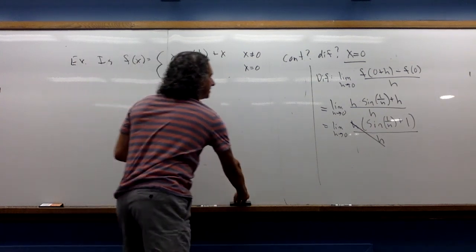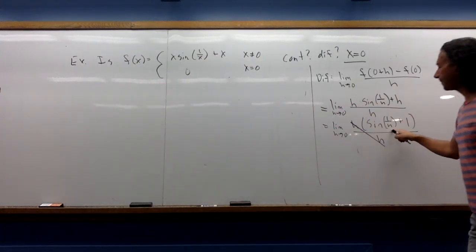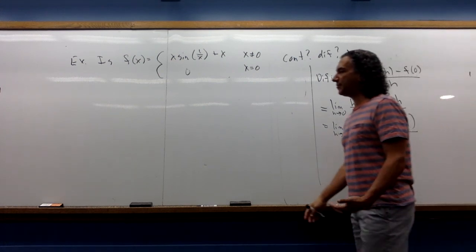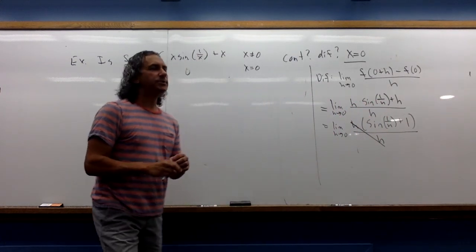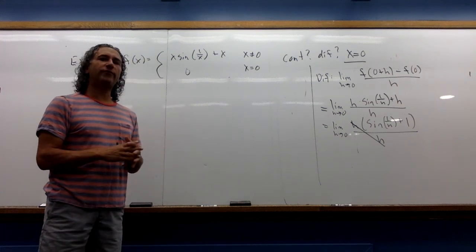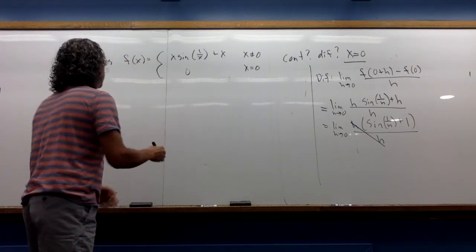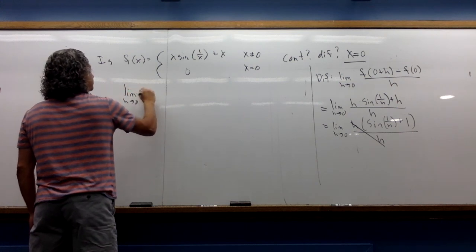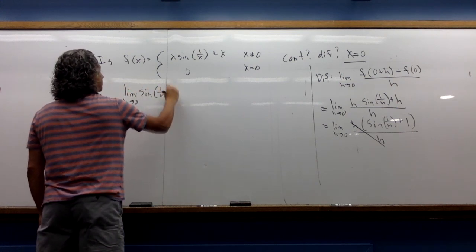So I need to check this guy's limit out. Well, the 1 is just not doing anything. It has nothing to do with h, so I'm not worried about it. So I want to know, what does sine of 1 over h do as h approaches 0? The limit as h approaches 0 of sine of 1 over h.